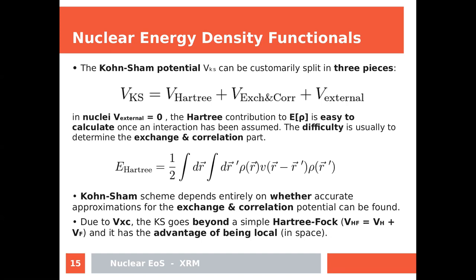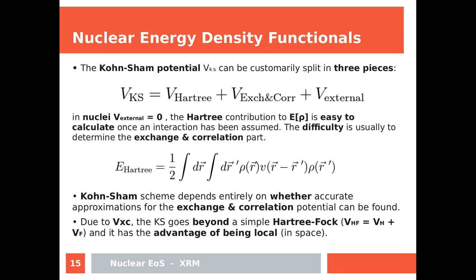And then the remaining part, so the difficult part in electronic systems, will be the exchange correlation part, that you need to find a suitable density dependent form for, by using your knowledge of the field, more precise calculations or calculations that we believe are exact in some specific cases, et cetera. In the case of nuclei, as I was saying, the external potential is zero because nuclei are self-bound, so we don't need an external potential, we put it to zero.